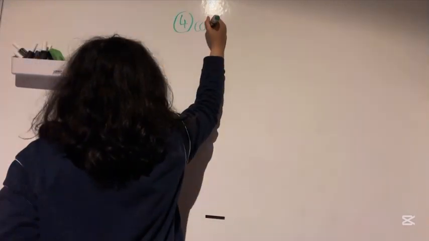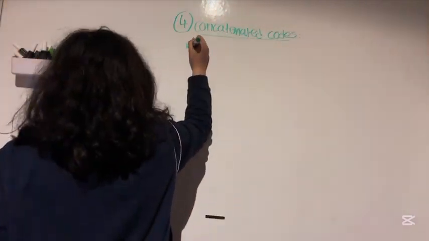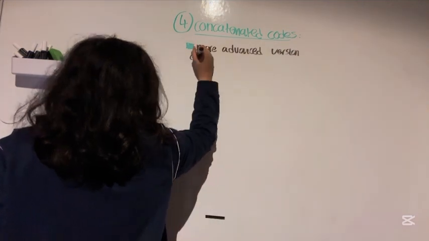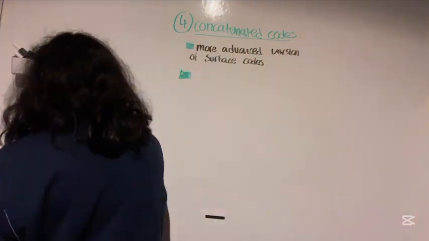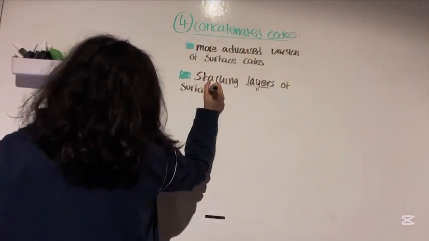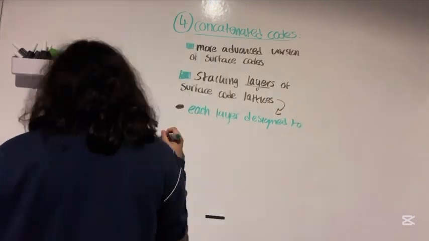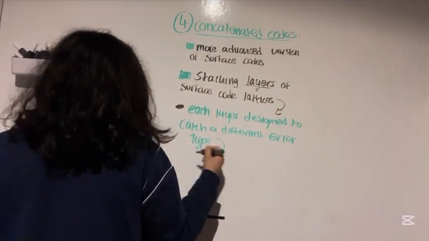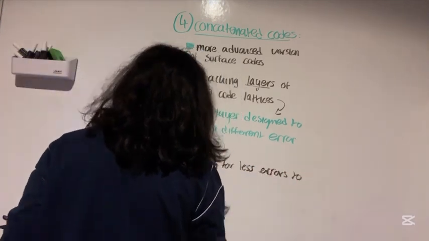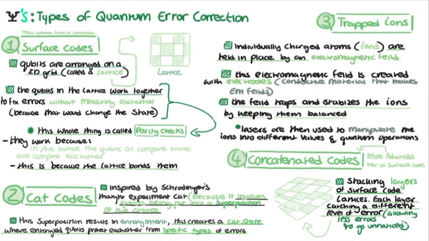And finally, the last method of quantum error correction that we'll be talking about today is concatenated codes, which are basically more advanced versions of surface codes. They involve stacking layers of surface code lattices on top of each other, each layer catching a different level of error, allowing less error to go unnoticed. It's like a layered filter. And that concludes our topic for today.